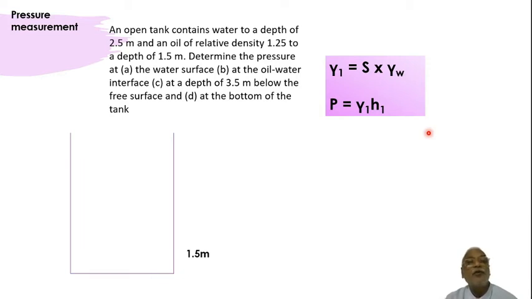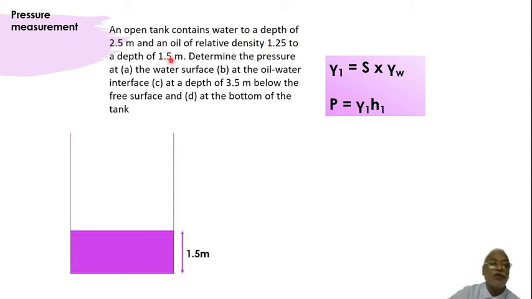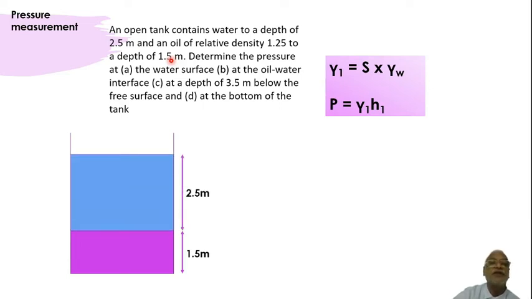Fine, I have drawn. Now which liquid is above, whether water is above or oil is above. We know that the specific gravity of water is 1 and the oil has relative density 1.25. So obviously oil has more specific gravity, because of that it goes down below the water, and it stands for 1.5 meter. So we'll show 1.5 meter for the oil of specific gravity 1.25. Then we have water, 2.5 meter. Then there is a free surface. Determine the pressure at A.